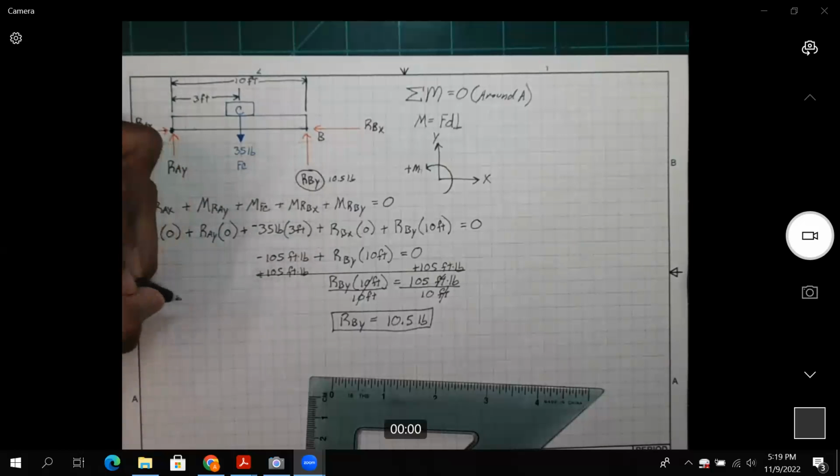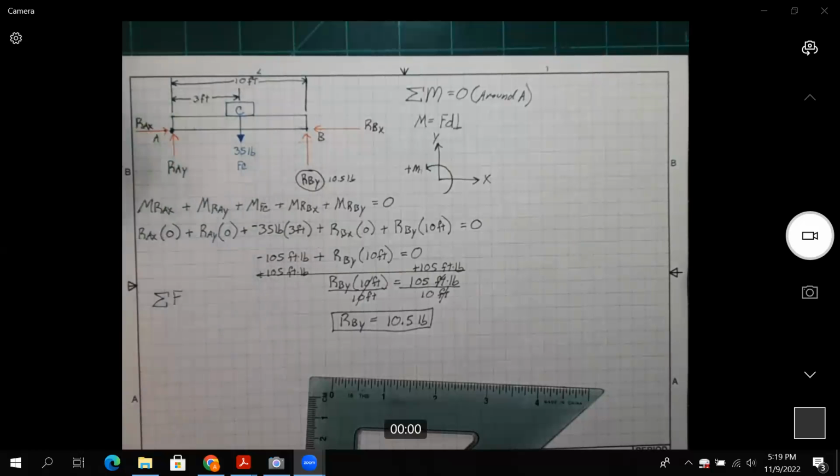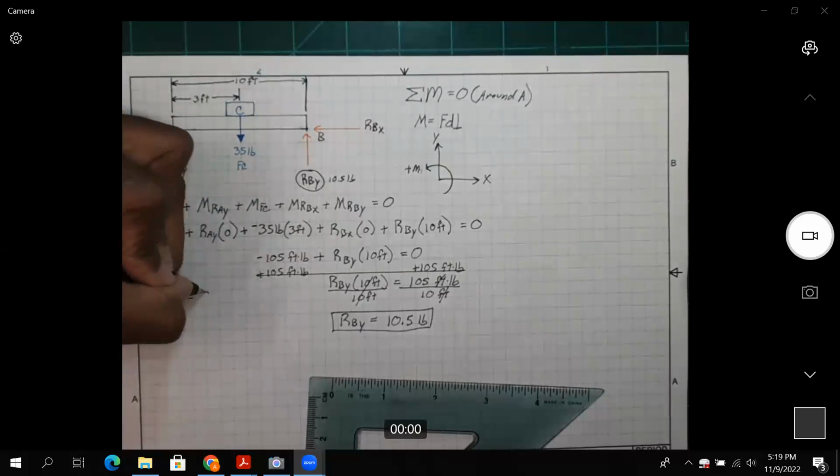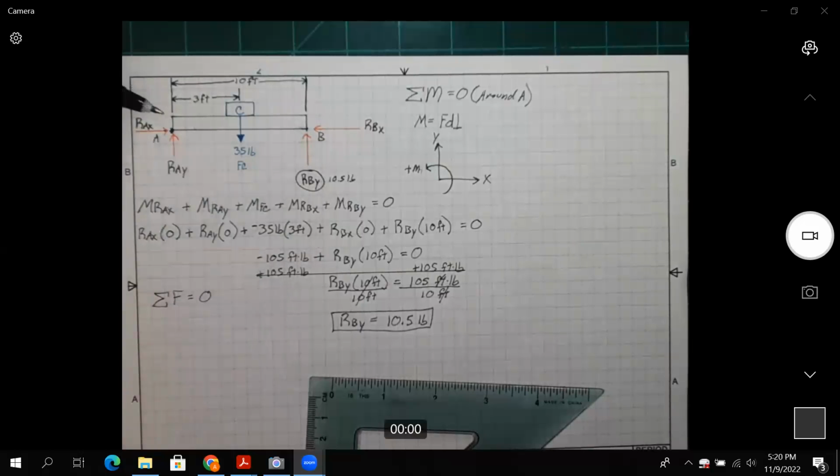So the sum of forces is equal to 0. Now, forces are different than moments because moments deal with rotations. Forces just deal with up and down, left and right. Okay, so we're not going to consider the clockwise and counterclockwise moments because we're dealing with forces.